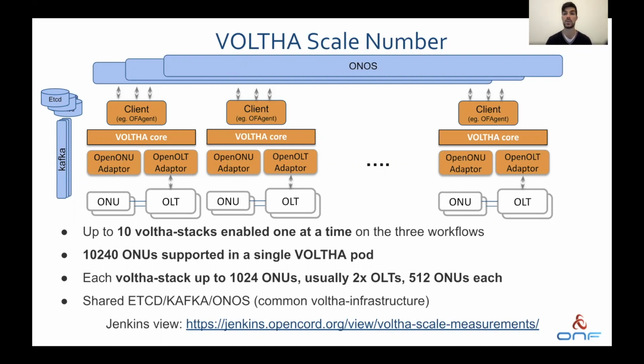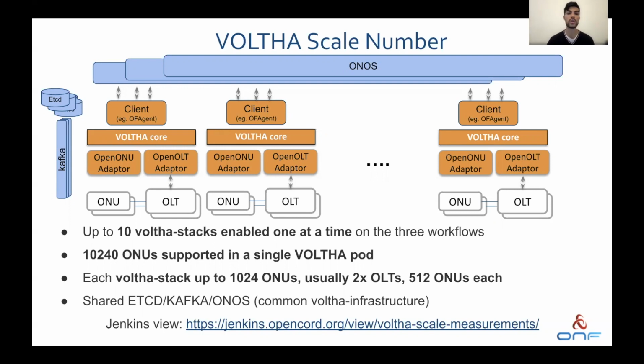So that is our current requirement, and this can sit at the operator on-premises data center, where they deploy the Kubernetes cluster, and on top they deploy the infrastructure and the stacks. Each VOLTHA stack can go up to 10,240 ONUs in a combination of one or more OLTs. Usually we do 1,024 on 2 OLTs, 512 each.